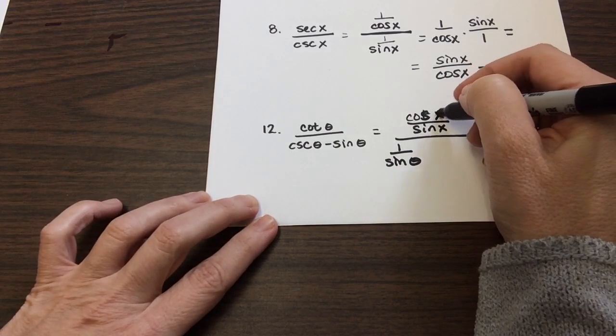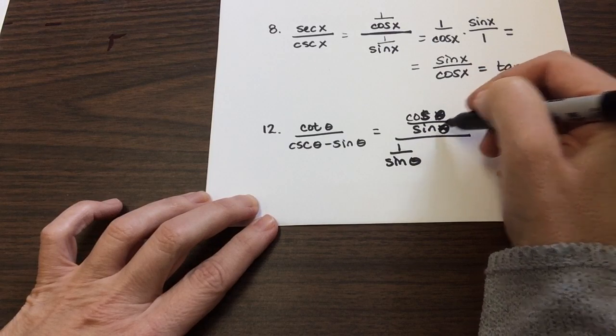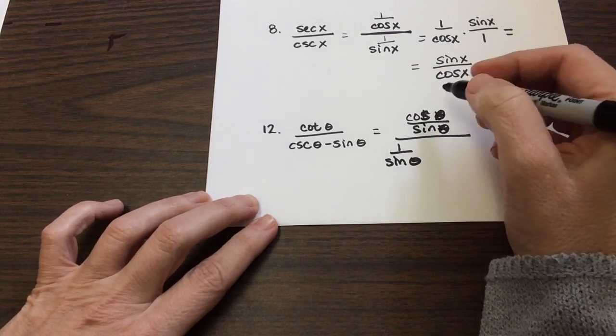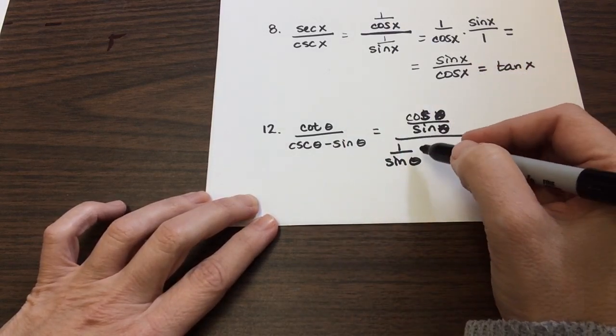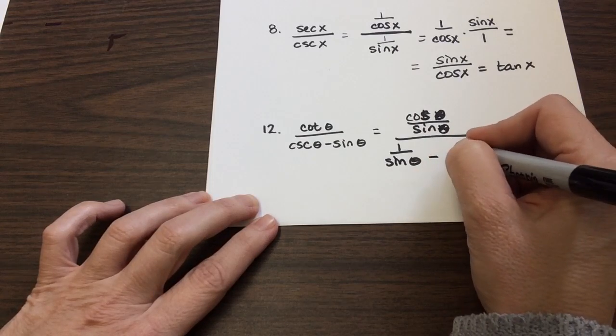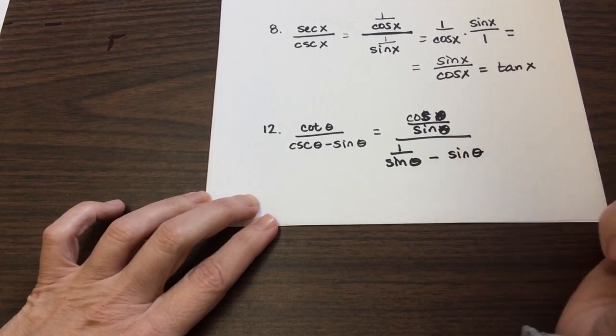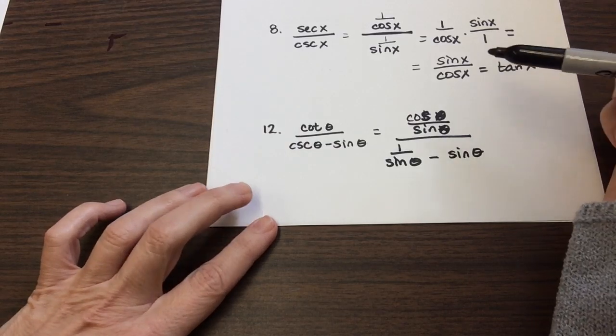And look what I did. I changed that. It doesn't matter what symbol, so we're using theta, x. It doesn't matter. Alright, so we've got 1 over sine minus the sine of theta. Alright, so what are we going to do here?